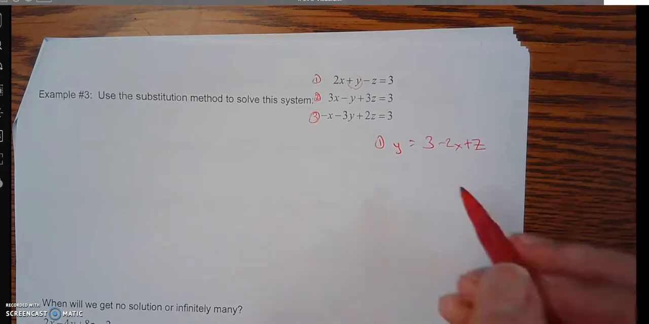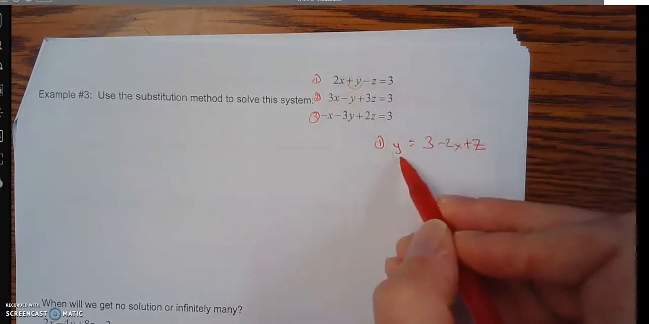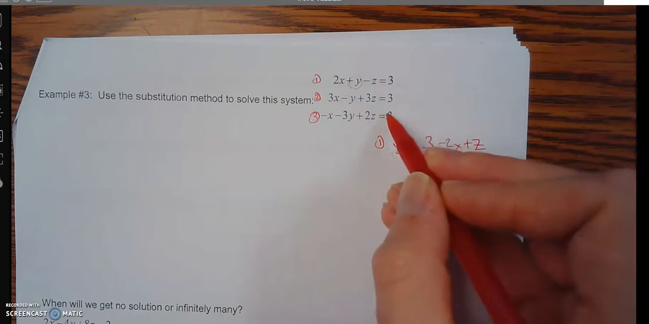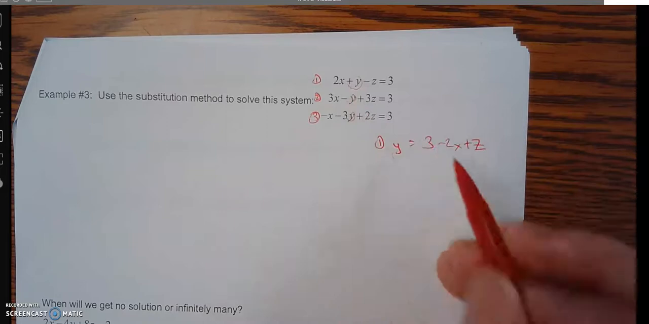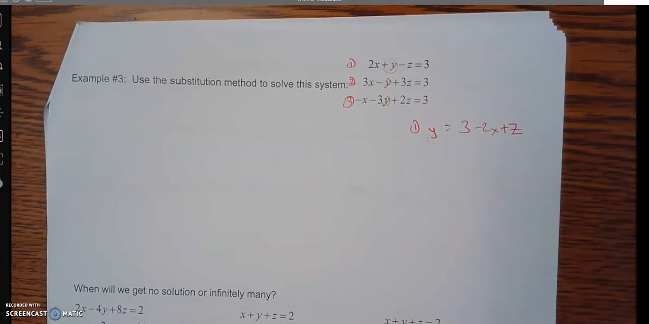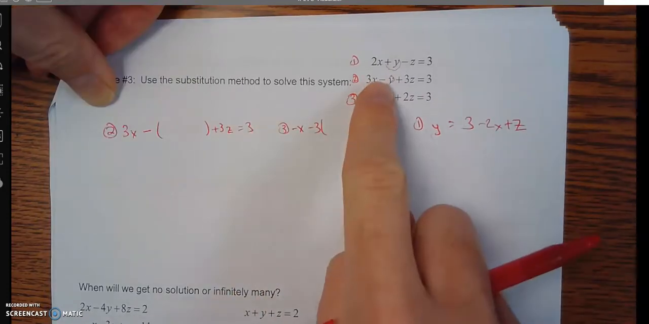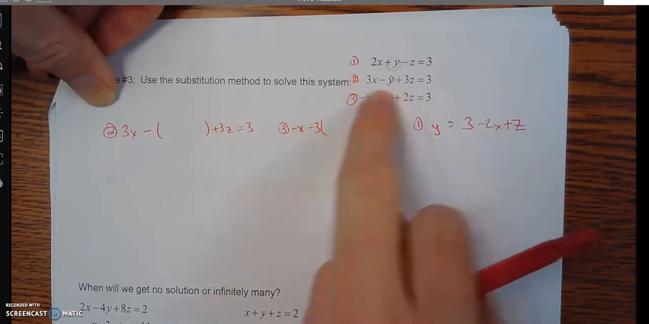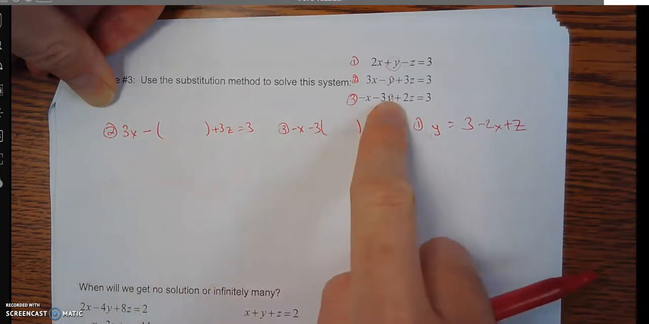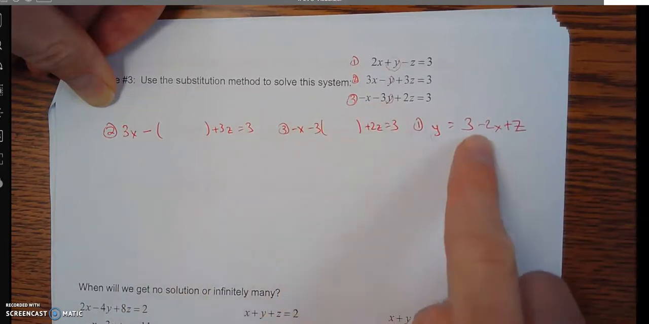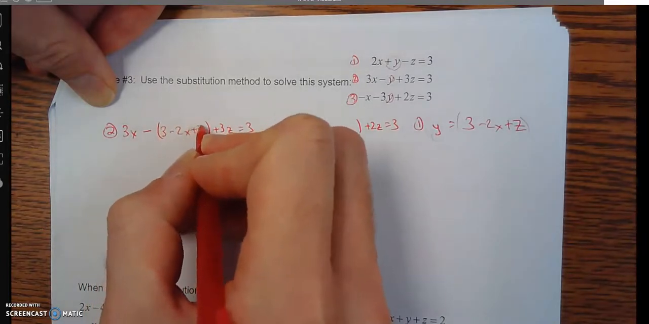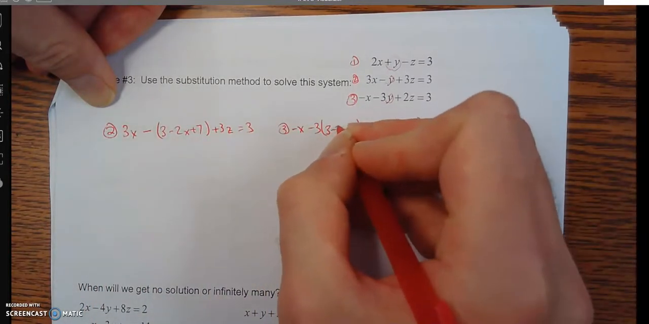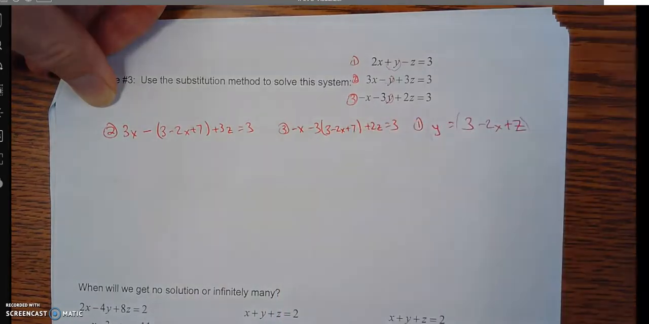Okay, so I've got one of the equations, I solve for a variable. Now I'm going to plug it into the other two. Anywhere you see a y, plug it in. So this y and this y, I'm going to plug these guys in. So I'm going to rewrite them with gaps for the y's. Okay, so equation 2, I left a gap for y. Equation 3, I left a gap for y. And what I'm going to fill in that spot is this guy. So 3 minus 2x plus z, 3 minus 2x plus z.